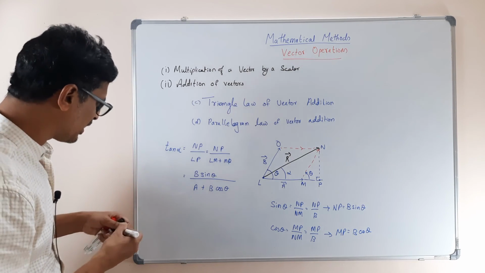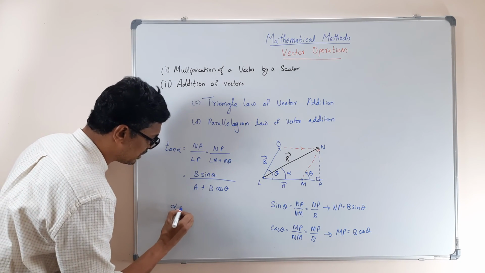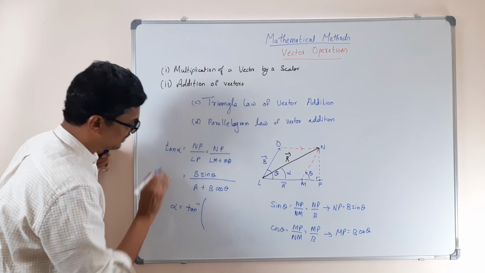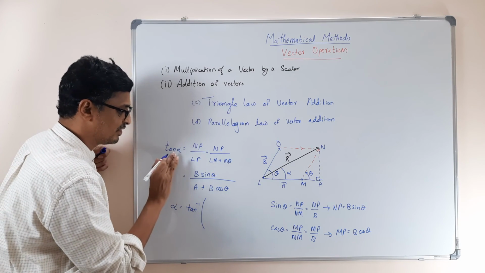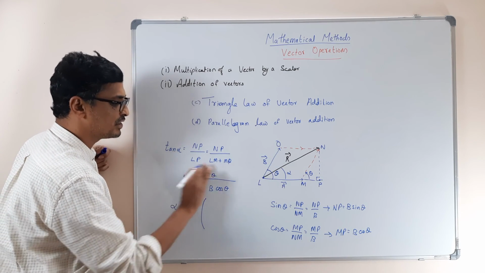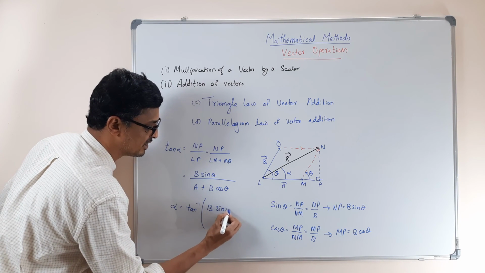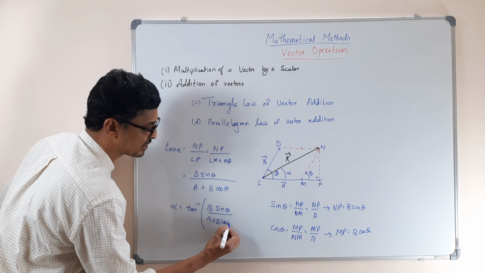So actually usually what they write, you can also write alpha will be equal to tan inverse. You remember I told you this. When you take tan alpha is this, the symbol for alpha will be tan inverse of this whole quantity: B sine theta divided by A plus B cos theta.